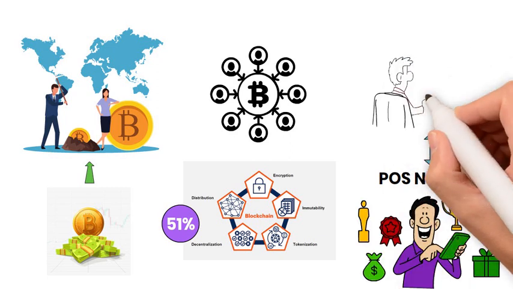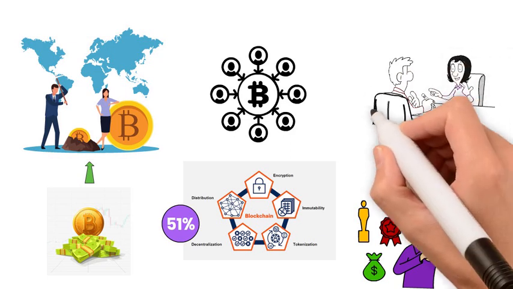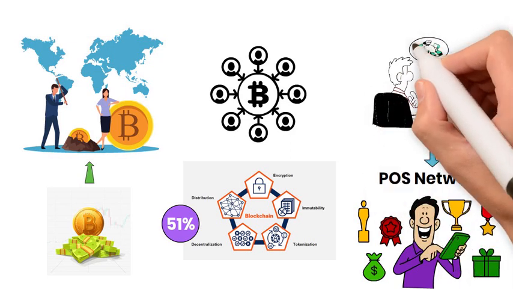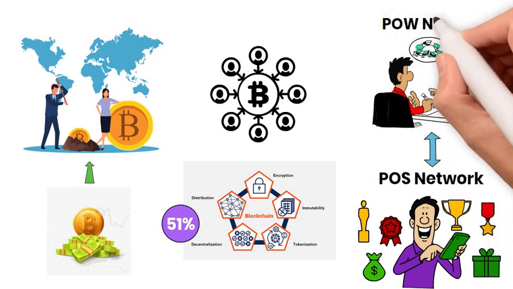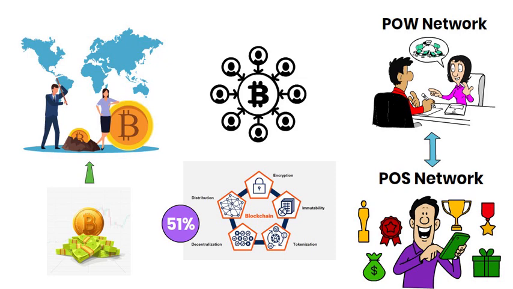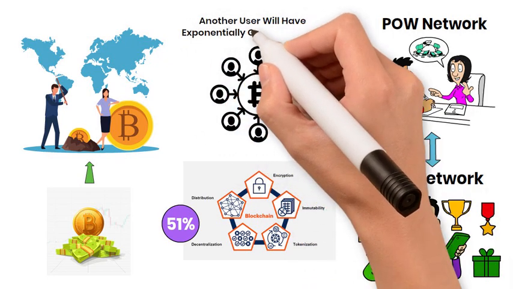Users on a POS network will only have up to twice as much control if they invest or stake 2 times the amount of another user. On the other hand, a user on a POW network who has twice as much Bitcoin mining power as another user will have exponentially greater control.